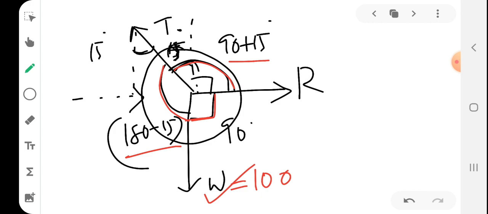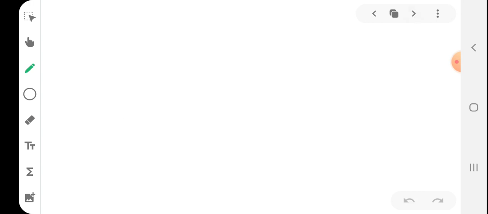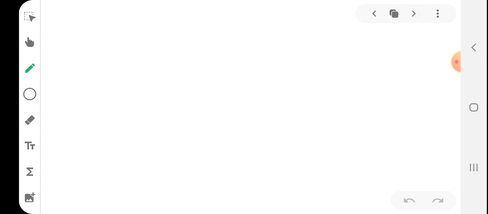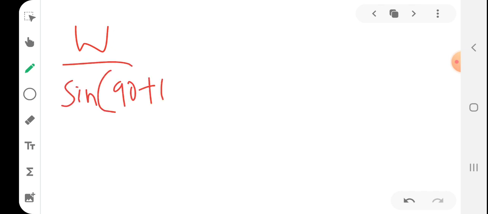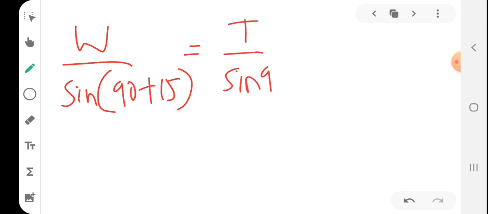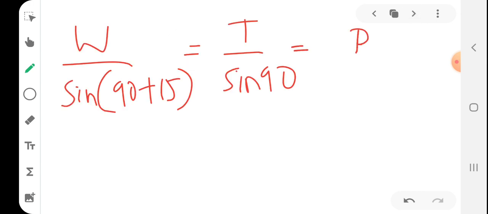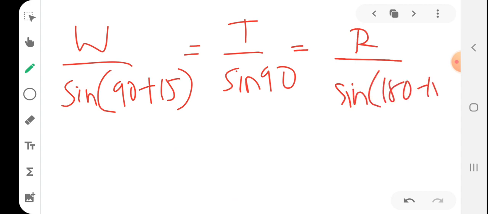W is 100 Newton. And using Lami's theorem, you can write that W by sine of the opposite angle. W by sine 90 plus 15 is equal to T by sine 90, the opposite angle of the angle between the other two forces. In case of T it is 90. And R is R divided by sine 180 minus 15, right?